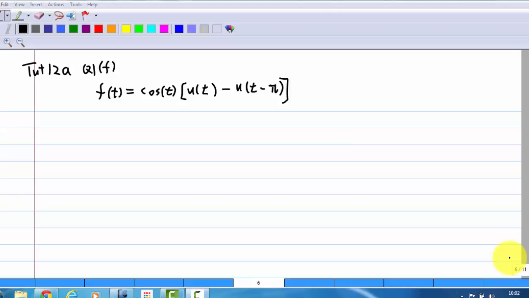This video will show you how to sketch the graph involving unit step function. We have f of t equal to cosine t times u of t minus u of t minus pi. So what is u of t minus u of t minus pi?